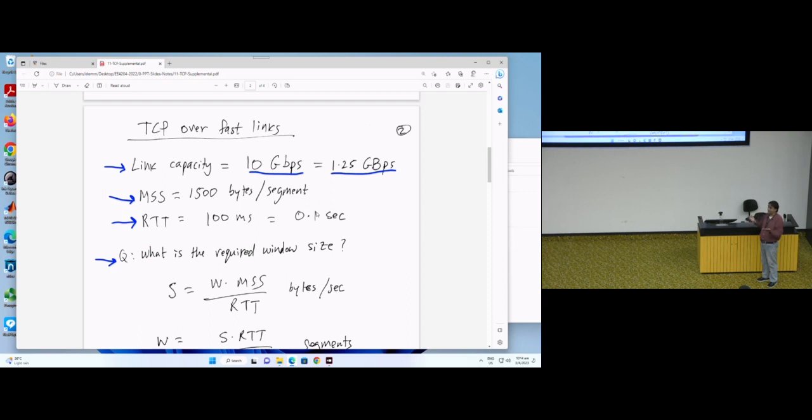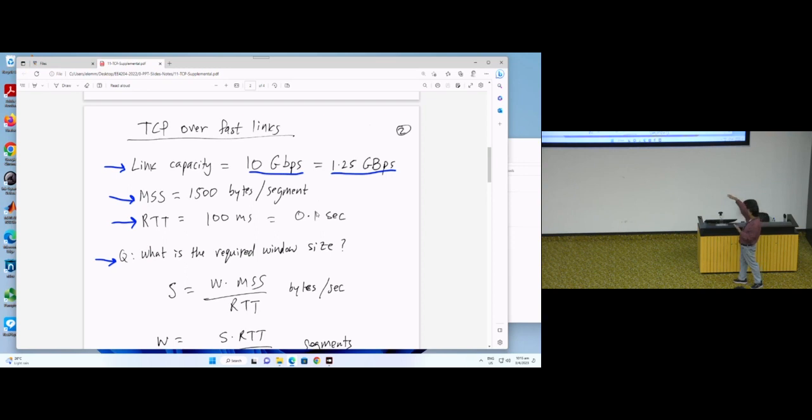And you might think, oh, with this fast connection, I'll always have very fast data access. Well, actually, this example will show you that you need to have a very large congestion window size for that to happen. So, link capacity is gigabit per second, MSS is 1500 bytes, RTT is 100 milliseconds. Okay? And we're going to just say, what's the required window size?